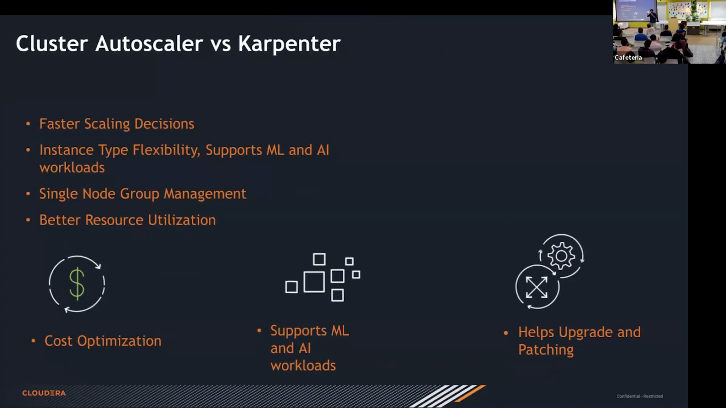Single node group management. You will need one single node group to manage your instances. Better resource utilization, as I mentioned, through the consolidation process, so your resources are better managed. Cost optimization also. It supports all types of workloads, ML, G2, P2, every type. And it helps in patching and upgrades. As I told previously, it upgrades the AMI and does the patching for you.